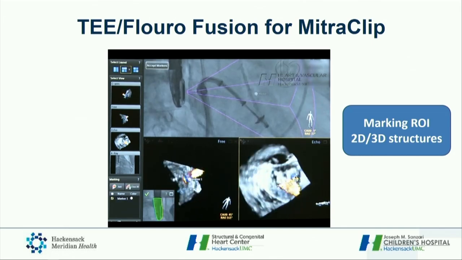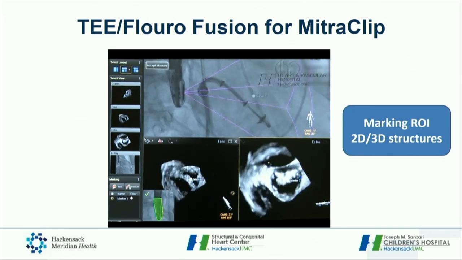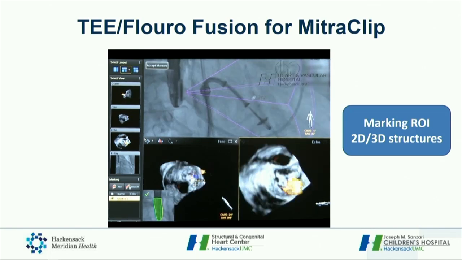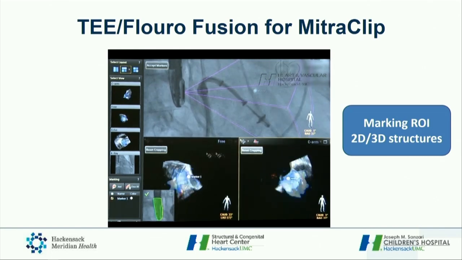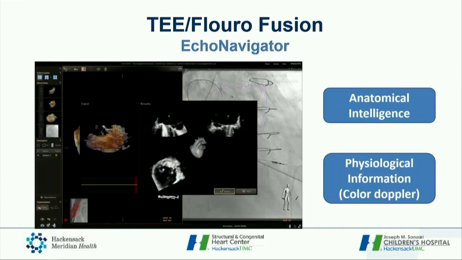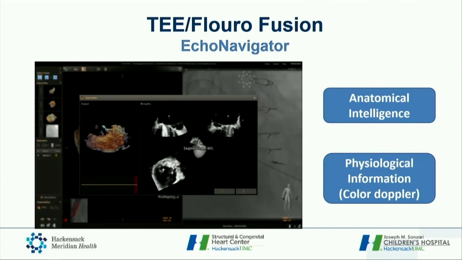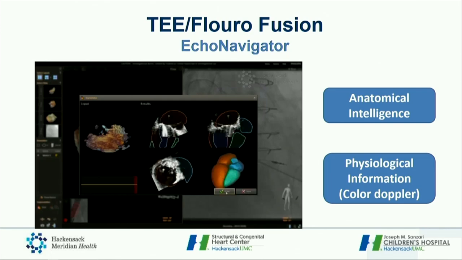Then you have various aspects of the 3D TE itself that you can overlay. So now you can make a cubical structure on the top, or you can do 2D information, physiologically color Doppler, as well as 3D information as well. So there are more advances with the TE fluoroscopy fusion with the Echo Navigator.